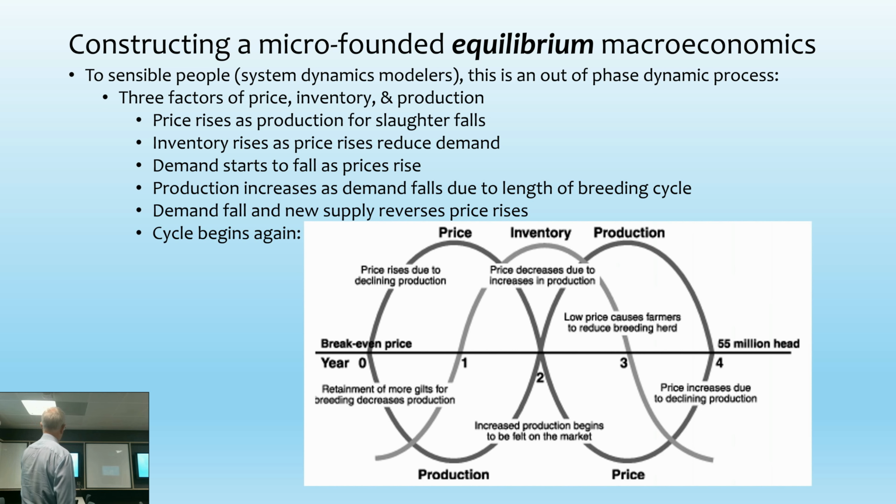There's a price cycle, an inventory cycle, and a production cycle. They're all affecting each other, but they're all out of phase, partly for the simple reason that you can't grow a pig in a day. Okay? So your decisions have time lags to them, and they will interact in a complex cycle like this. And this is the beginnings of a system dynamics model of the same cycles.